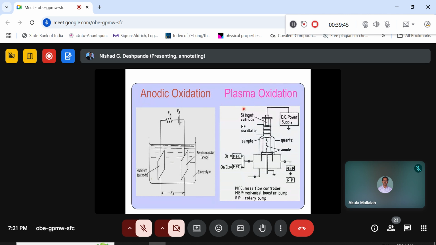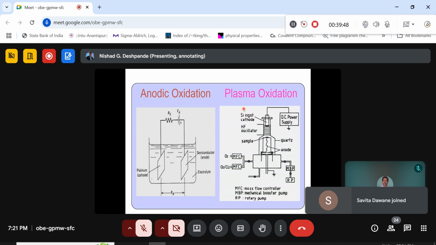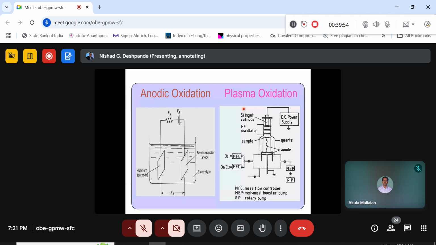So we already discussed the furnace oxidation processes. We talked about the rapid thermal oxidation processes. We discussed different wet and dry processes. Apart from this, we will have this particular anodic oxidation or plasma oxidation processes. Okay, this is the technique that is shown. Mostly this is an electrochemical process here.